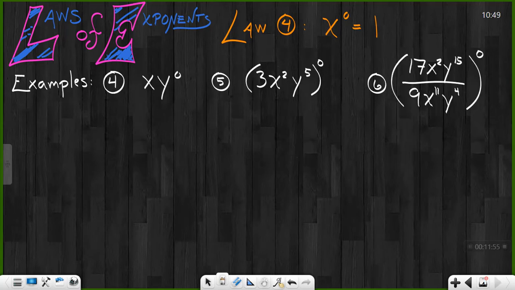All right, let's get to a little more complicated examples here. All right, x y to the 0. A lot of people mess this up. A lot of people say 1. Well, that is not true. The 0 only applies to the y. So therefore, you're left with x.